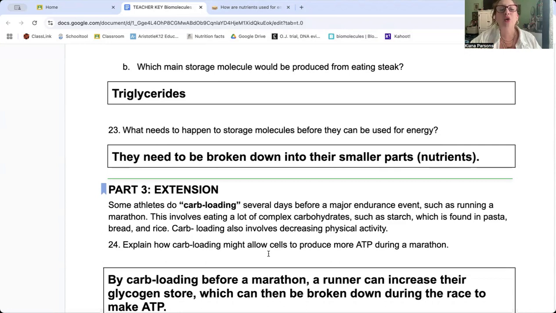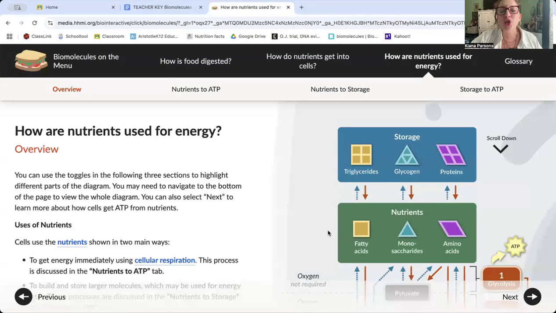All right. So what needs to happen to storage molecules before they can be used for energy? These storage molecules come from fatty acids, monosaccharides, and amino acids being built up after we've eaten them, right? So we've digested the fats, carbohydrates, and proteins that we've eaten, but the body can't use them right here in this moment. So they are stored somewhere in the body to be used at a later time.